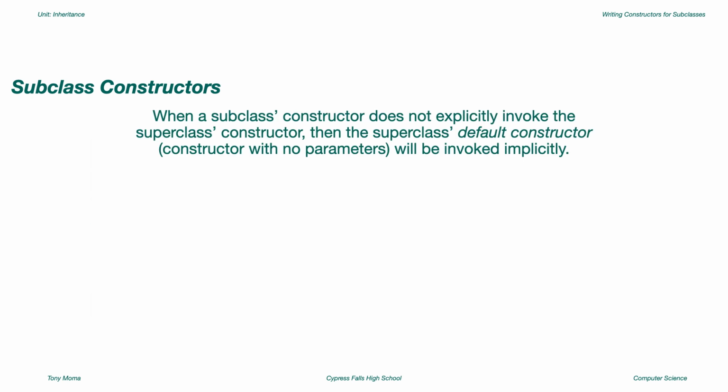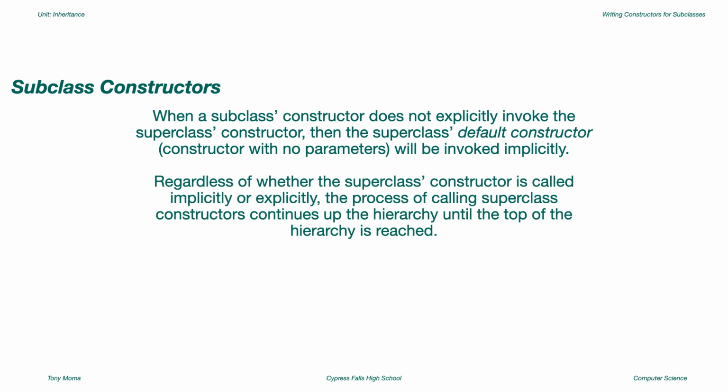When a subclass constructor does not explicitly invoke the superclass constructor, then the superclass's default constructor, which is the constructor with no parameters, will be invoked implicitly. Regardless of whether the superclass's constructor is called implicitly or explicitly, the process of calling superclass constructors continues up the hierarchy until the top of the hierarchy gets reached.